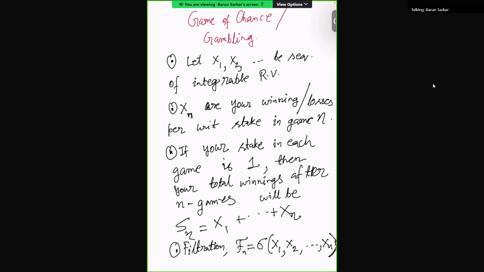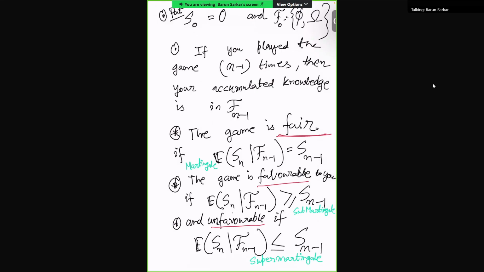Now, if your stake in each game is one, then Xn are your winnings or losses per unit stake, and your total winning after n games is Sn equal to X1 plus X2 plus ... plus Xn. And S0 is equal to 0, with F0 the trivial sigma algebra.